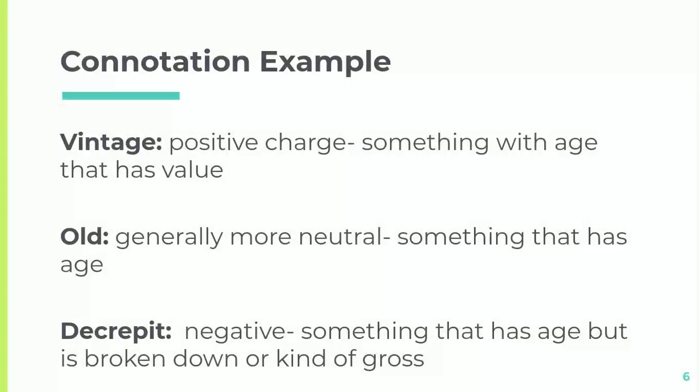We've got three words with the same denotation, the same basic meaning: vintage, old, and decrepit. But they have different charges. They have different implied meanings. Vintage generally has a positive charge. It's something that's old, but has value or has worth. When we just use the word old, it's generally more neutral unless you're trying to be really hurtful with it, like, you old, blah, blah, blah. Okay? It's something that has age.